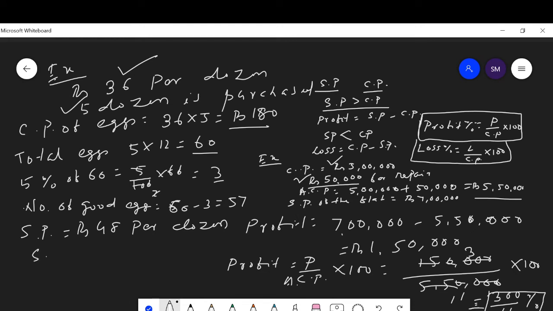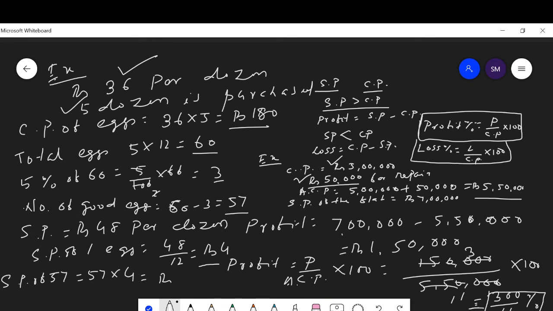Then the SP of 1 egg is equal to 48 upon 12, means rupees 4. SP of 1 egg is equal to rupees 4. Then the shopkeeper has to sell 57 eggs. Then the SP of 57 eggs is equal to 57 into 4, which is equal to rupees 228.